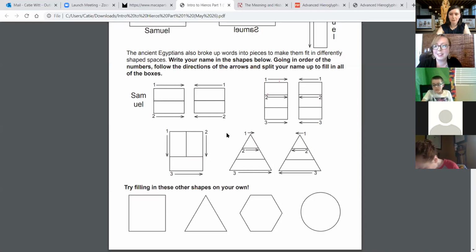Thank you. And then there's one more question that's kind of a follow-up, I think. Did the ancient Egyptians have rules about how words could be broken, as in English syllables?